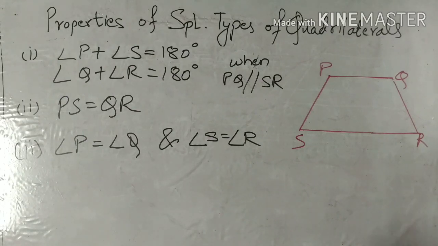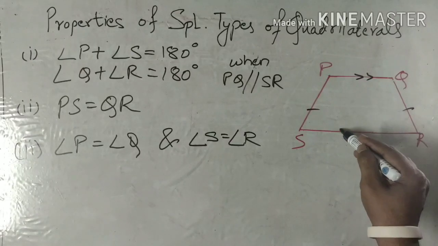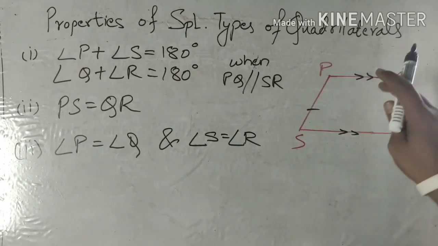Next, there is one special property of this special type of quadrilateral, that is PS is equal to QR, and this was parallel. PS is equal to QR.